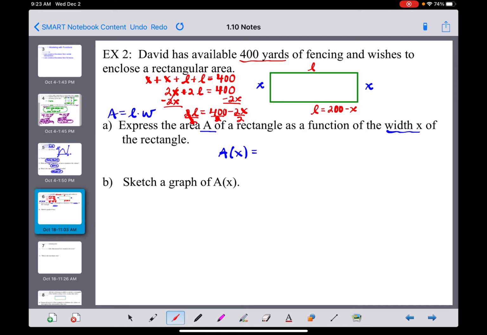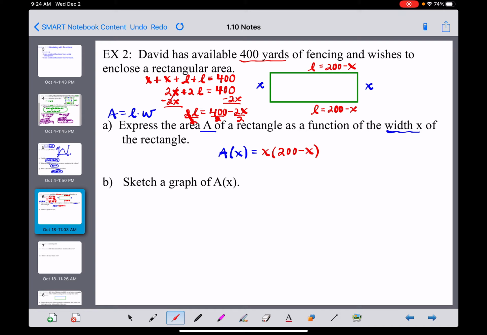So my length is equal to 200 minus x, which should make sense, because if I have 400 to go all the way around, I only have 200 to go halfway around. So 200 minus whatever my width is, whatever that x value is, would give me a total of 200, or it would give me my length. So my area, again, is length times width. So 200 minus x times my width of x.